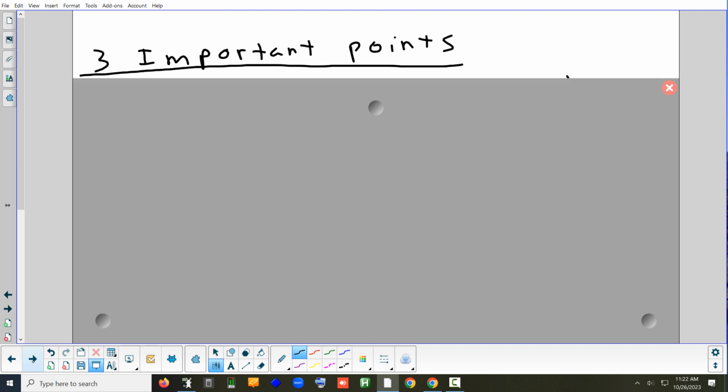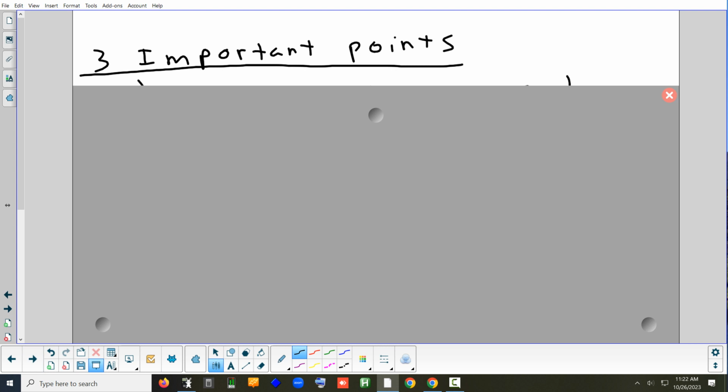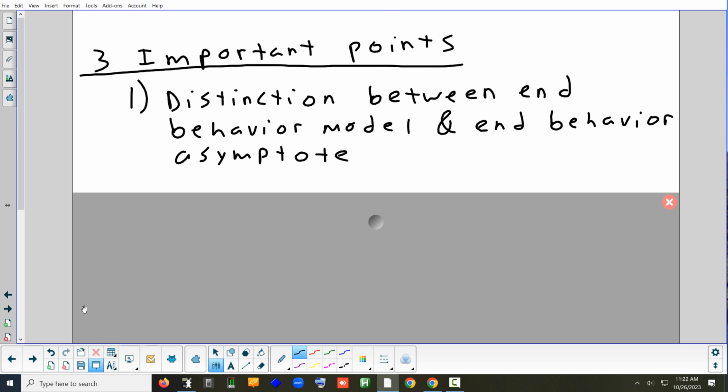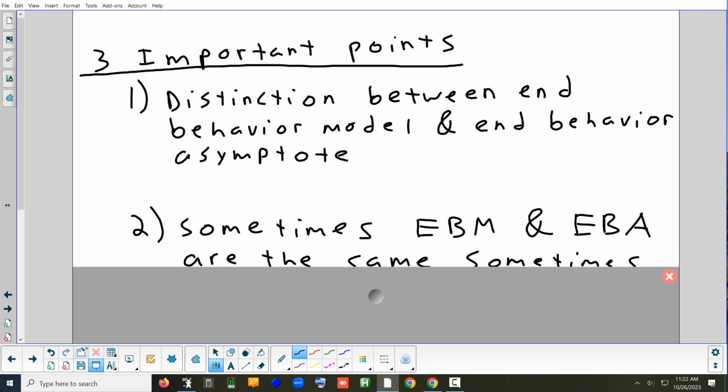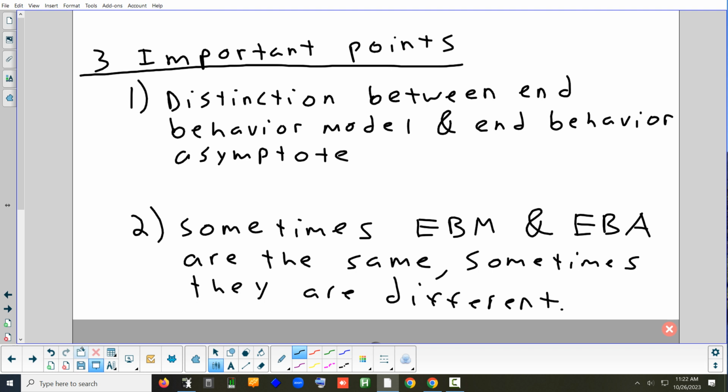So, a couple terms that we've mentioned, just to make sure we're clear on what they are. There's a difference between the EBM and the EDA. The EBM is the easy one to find. It's just the highest degree term in the top divided by the highest degree term in the bottom. The EDA, you need to use long division. Sometimes the EBM and the EDA are the same. Sometimes they're different. We don't really talk about the EDA with the kind of problems we did yesterday. With the kind of problems we're doing today, we can talk about both the EBM and the EDA.